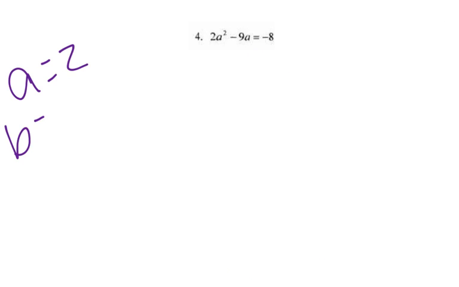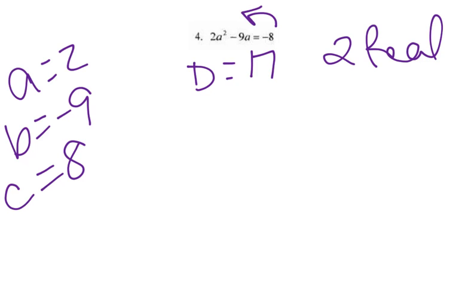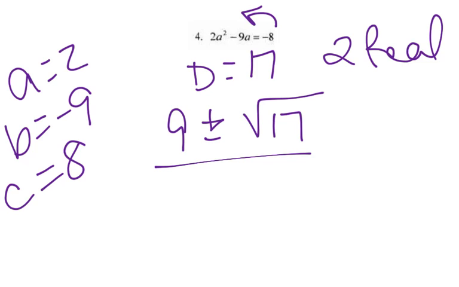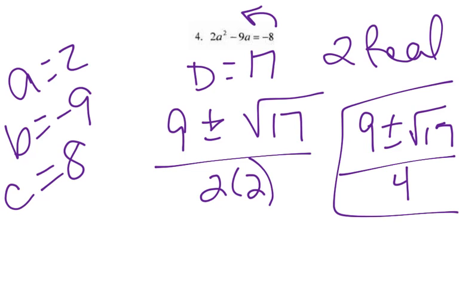A is 2. B is negative 9. C is positive 8 because that's got to get moved over there. Find your discriminant. I got D equals 17. Positive, so 2 real. Negative b means positive 9, plus or minus the square root of 17, all over 2 times 2. Square root of 17, 17 won't factor, it's prime. So 9 plus or minus square root of 17, all over 2 times 2 is 4. 2 answers because you would do it once with the plus and once with the minus. It's okay to have a square root in your answer.